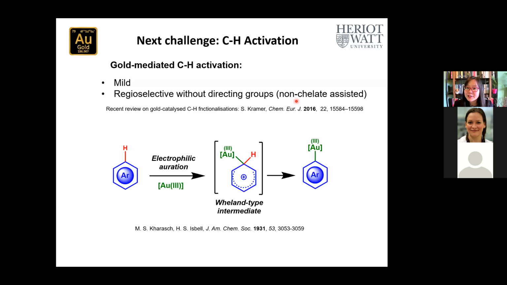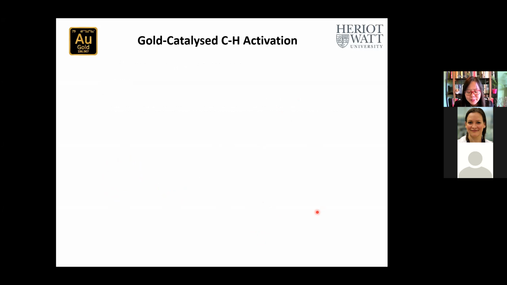And the reason why it can do that is due to the mechanism. So when you have an electron-rich arene, this can do electrophilic auration with an electrophilic Gold-3 species, and you form this Wheland-type intermediate, which allows it to be ortho-para-directing. So that's why you have this selectivity. Kharasch, of course, did this stoichiometrically in 1931, but much more recently than that, people have used this for catalytic studies. But I'm mainly interested in carbon-carbon cross-couplings here.